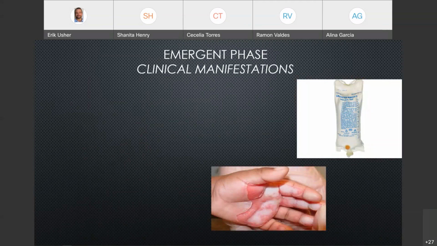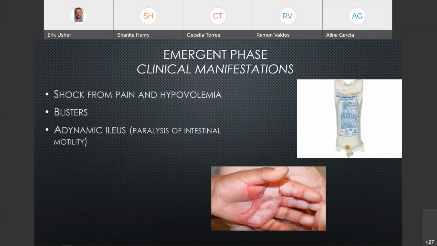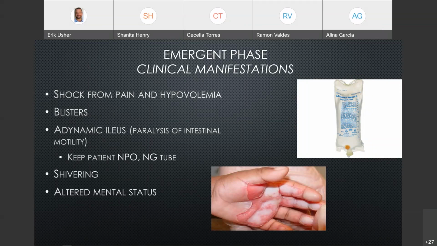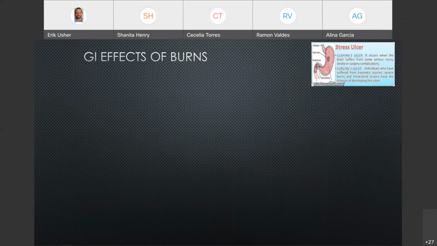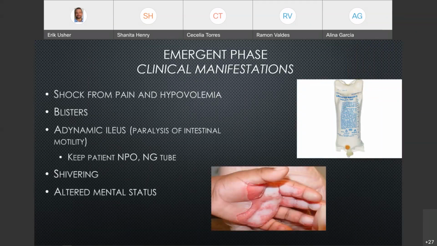So let's talk about some of the clinical manifestations that we have going on here. You get shock from pain and hypovolemia, the blister formation. They may have adynamic ileus. That's a paralytic ileus. You get hypomotility of the GI tract. So we keep them NPO. Most of them get an NG tube or an OG tube if they're intubated. They're going to be shivering because they've lost that thermoregulatory function of the skin. They may have altered mental status. That altered mental status may be from the hypovolemia, causing some tissue hypoxia in the brain. They might just be hypoxic from carbon monoxide poisoning or smoke inhalation.